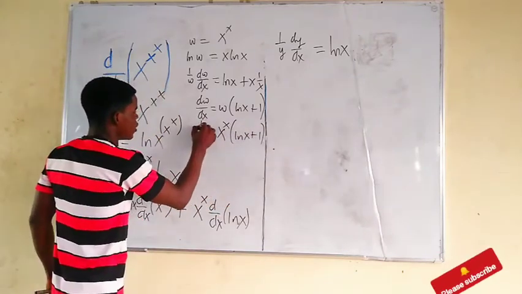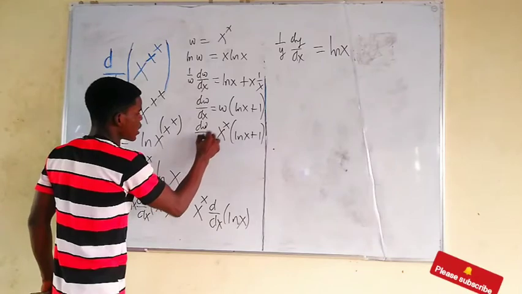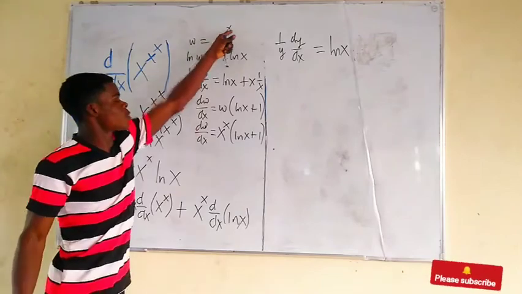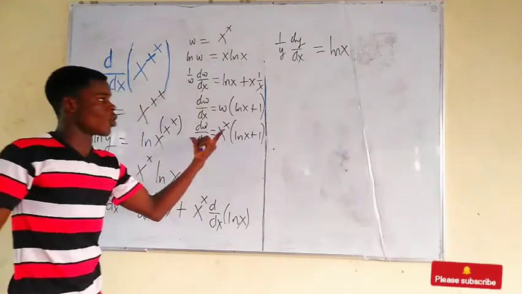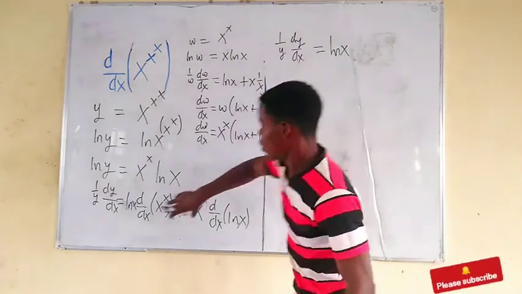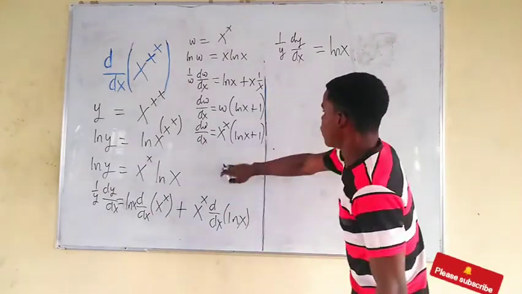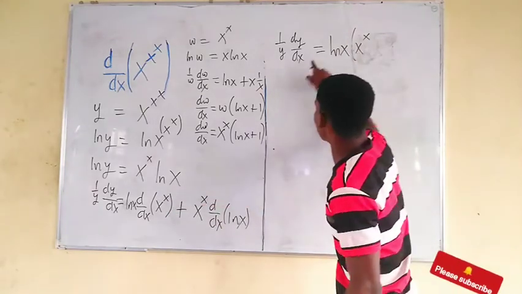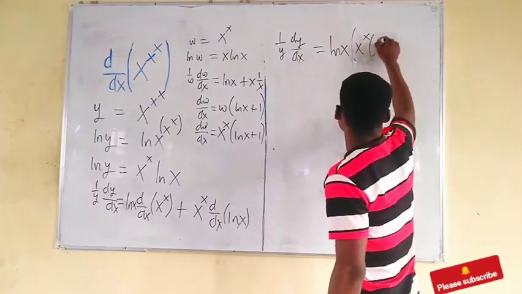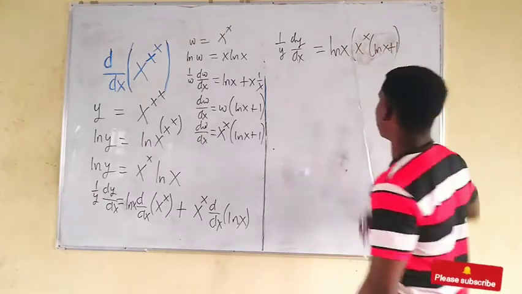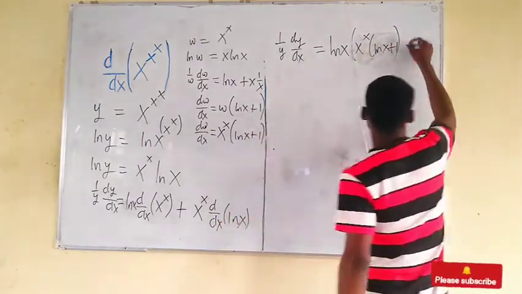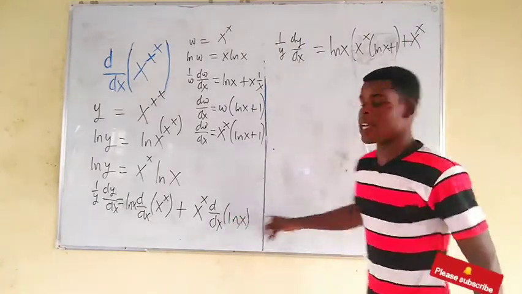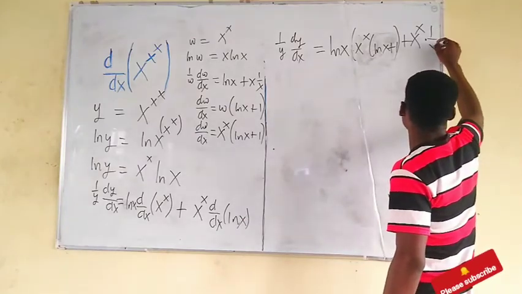And we are done with the derivative of w with respect to x, and take note that w was x to the x power. So we have the derivative of x to the x power with respect to x giving us the whole of this. So we're going to plug this in right here. So we have x to the x power bracket of ln x plus 1, alright, and we are done with this. Then we have here plus x to the x power, well, the derivative of ln x is just 1 over x, that's just 1 over x, like that.